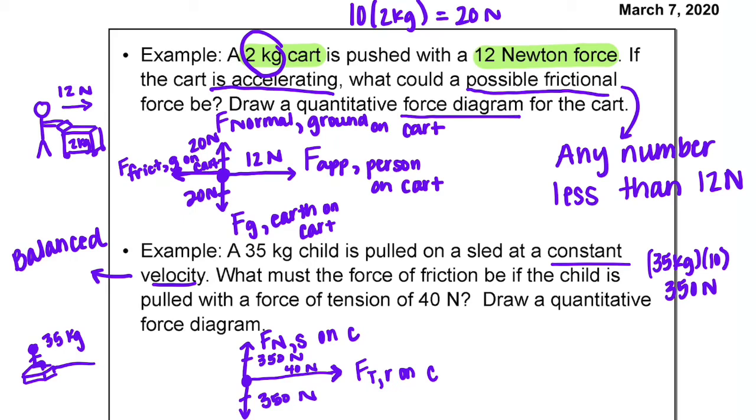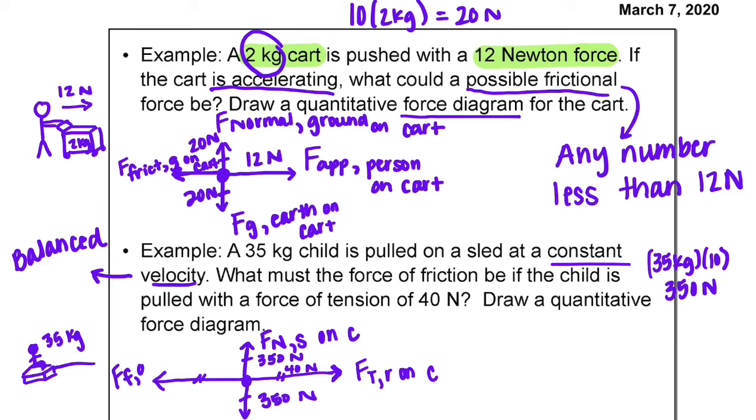Now, my friction, I have to think this through. Last time, in the last problem, I knew the cart was accelerating, so I knew friction just had to be smaller than my applied force. In this case, my object or my child is going at a constant velocity, so I know that my forces are balanced. So friction is going to have to balance out that force of tension.